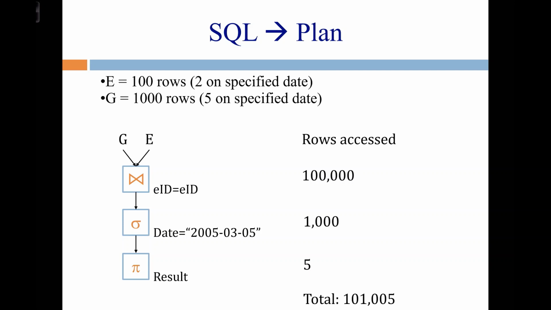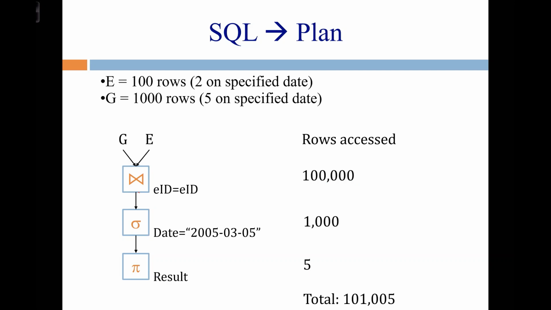So we have to look at every row in the games table, then for each of those, look at every row in the events table. It's like a nested for loop, and it's just size of games times size of events. So 100,000 rows accessed in order to compute that join.